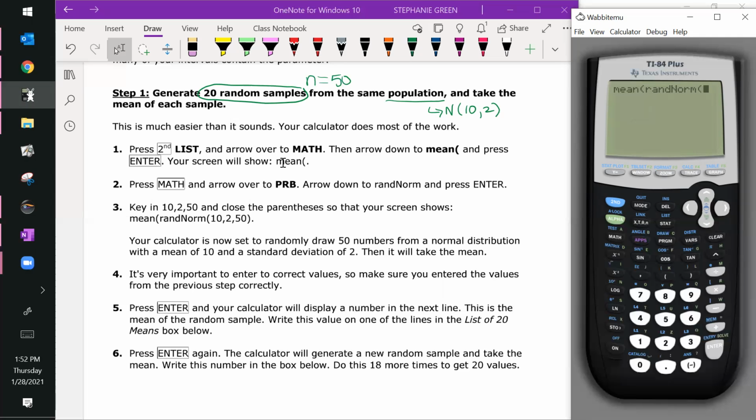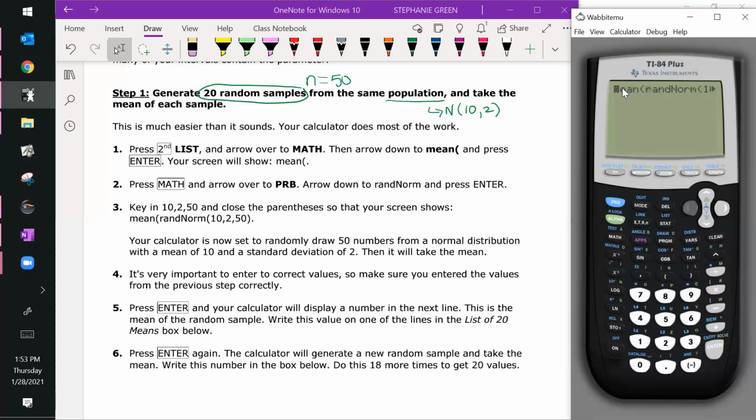So, even without the prompts, I'm going to put in here that my normally distributed population has a mean of 10, comma, a standard deviation of 2, comma, and I'm looking for a random sample from this normal population of size 50. Close my parentheses. So now you can see everything that we have in here.